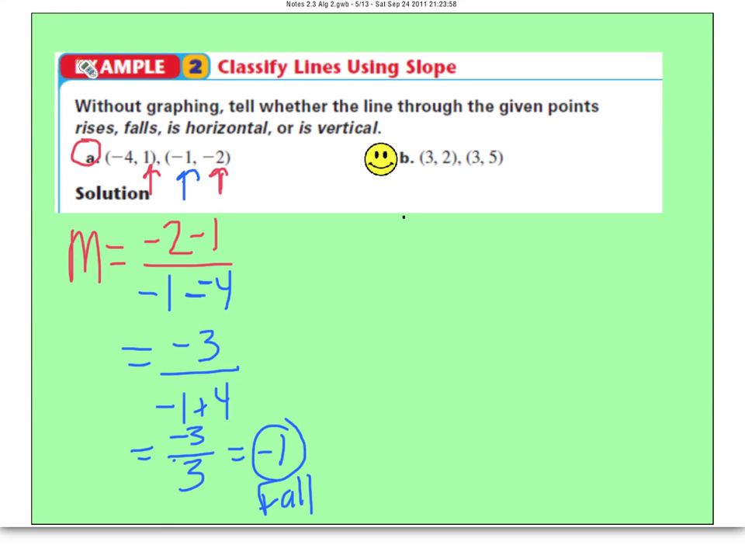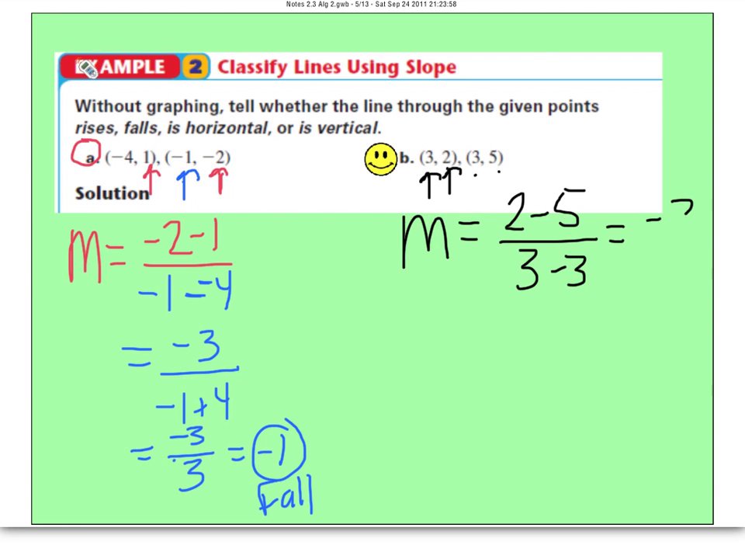Now for this guy, for B, I'm going to actually switch it. I'm going to show you it doesn't matter if you start with the first one first. So for y2 minus y1, I'm going to do this y1 minus y2. Do 2 minus 5, but I'm going to be consistent. Because I started with this ordered pair on the y's, I must start with this ordered pair on the x's and do 3 minus 3. 2 minus 5 is negative 3. 3 minus 3 is 0.